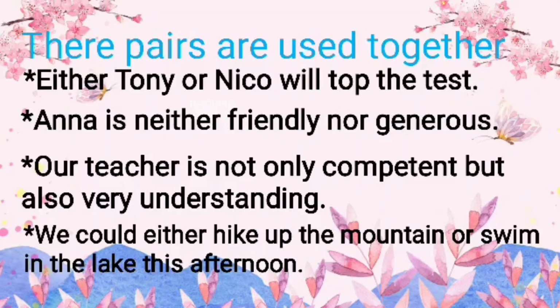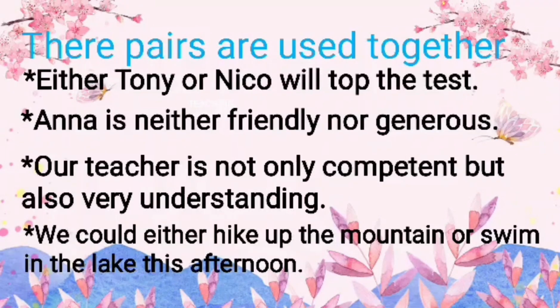We could either hike up the mountain or swim in the lake this afternoon. So either, or serves as the correlative conjunction in this sentence. Either Tony or Nico will top the test. So either and or also serve as the correlative conjunction in this sentence. Anna is neither friendly nor generous. Neither and nor also serve as the correlative conjunction in the sentence.